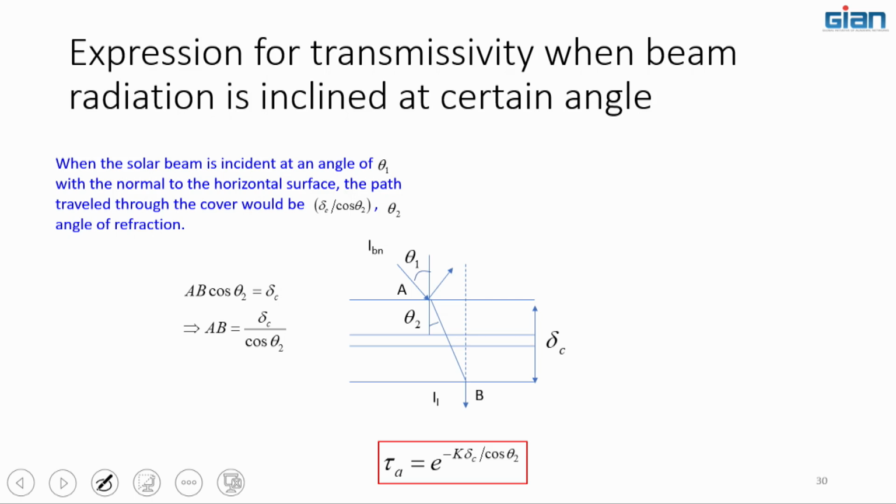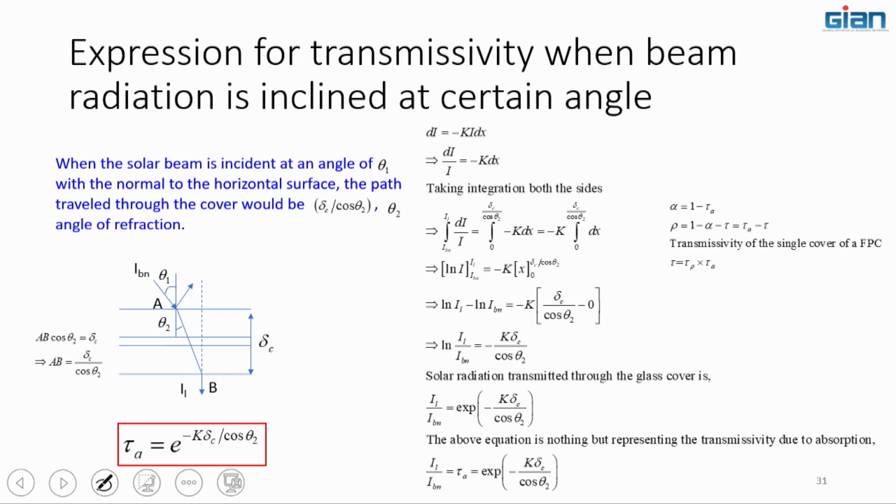So you can immediately find out what this theta could be, because this is theta 1, theta 2, and then if you take AB cos beta, it will be delta C, and from that you can find out what AB is. Okay. So if this is the case, then you can do the integration and finally find the expression for tau A, e to the power of minus k delta C by cos of theta 2. So if you know this theta 2, then you can find out what tau A is.